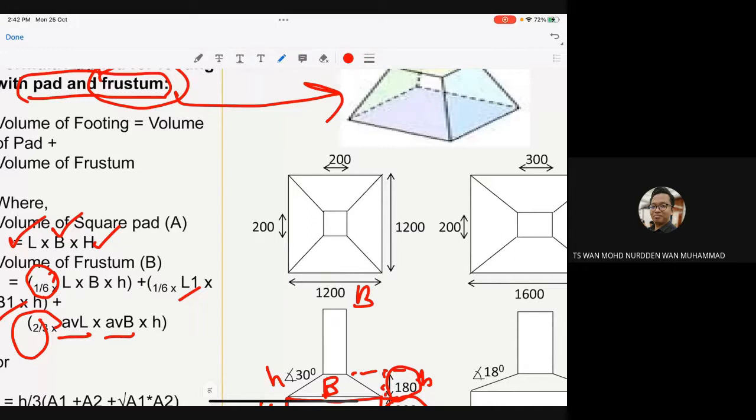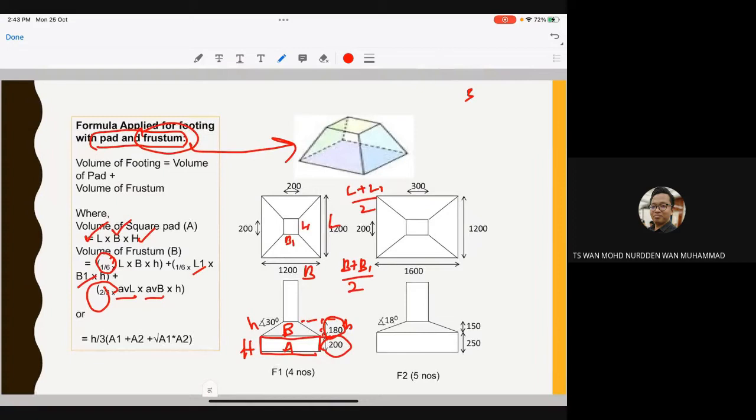Okay. This one is L, this one is L1. Which means that the average length is L plus L1 divided by 2. And for the average breadth, AVB, it is B plus B1 divided by 2. We get the average, like when we do a trapezium, if you remember. We get the average, and then times with the height. So we get 180 here, and we get the volume of our frustum.